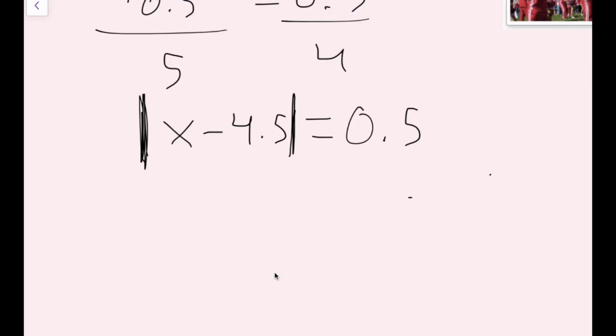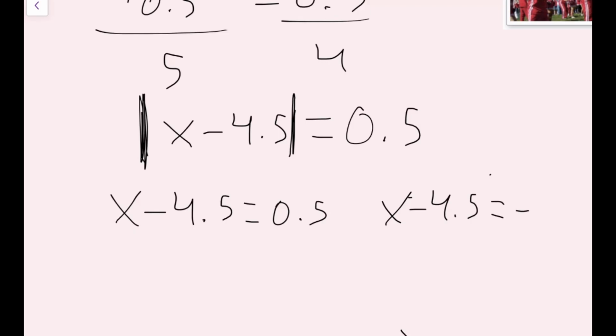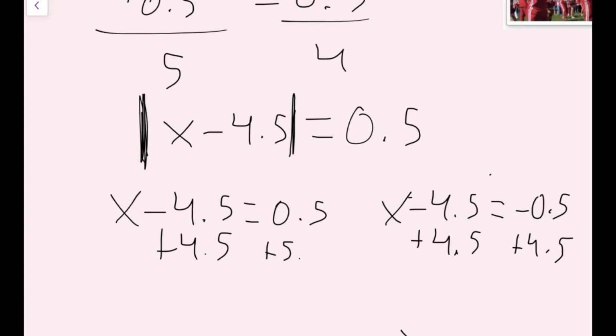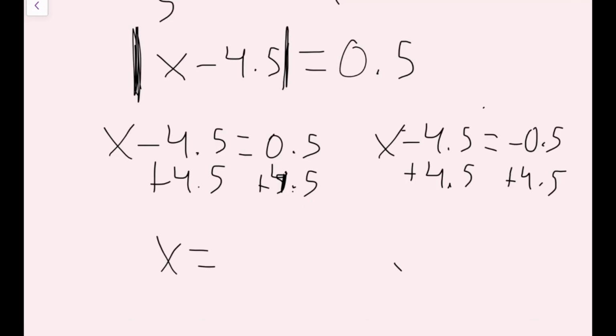So I'm going to unwrap my absolute value like I have been doing in the past examples. So I get x minus 4.5 equals positive 0.5, and x minus 4.5 equals negative 0.5. And then I will add 4.5 on both sides. And here, not 5.4, 4.5.